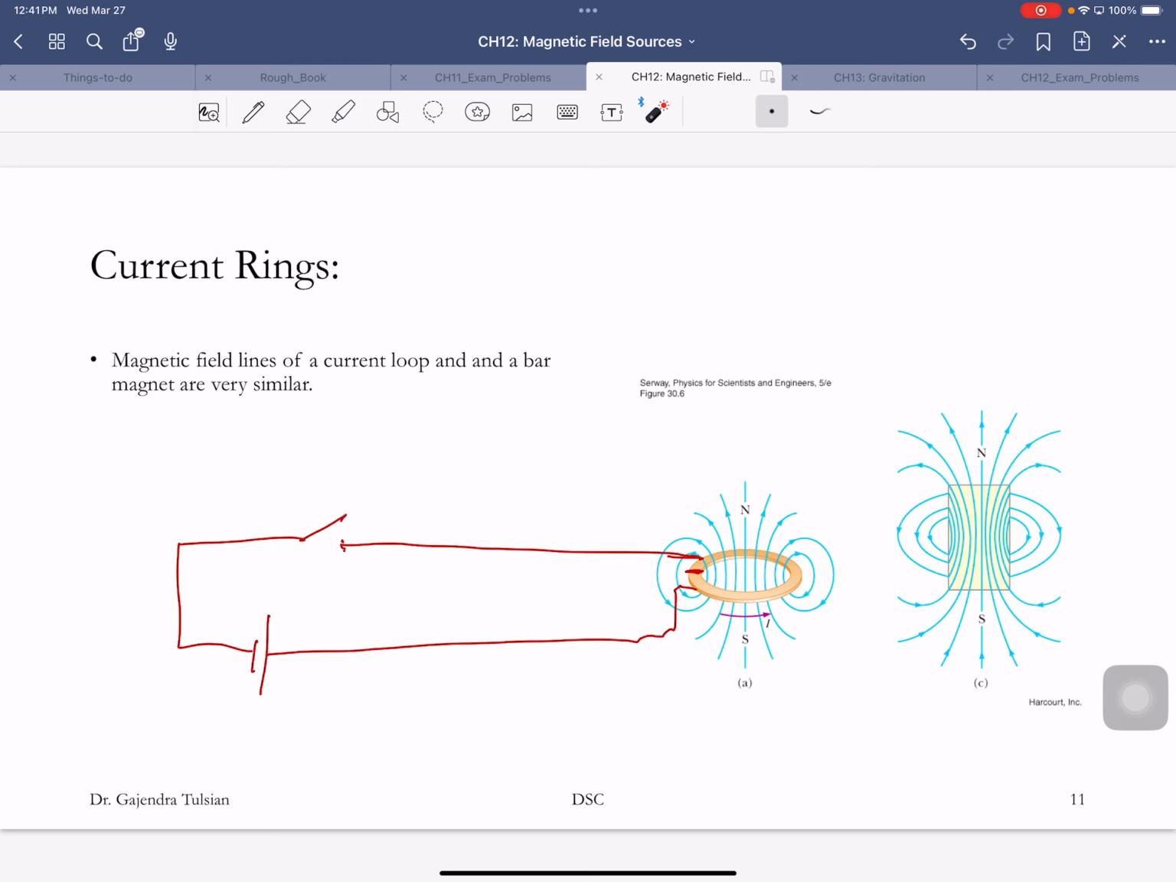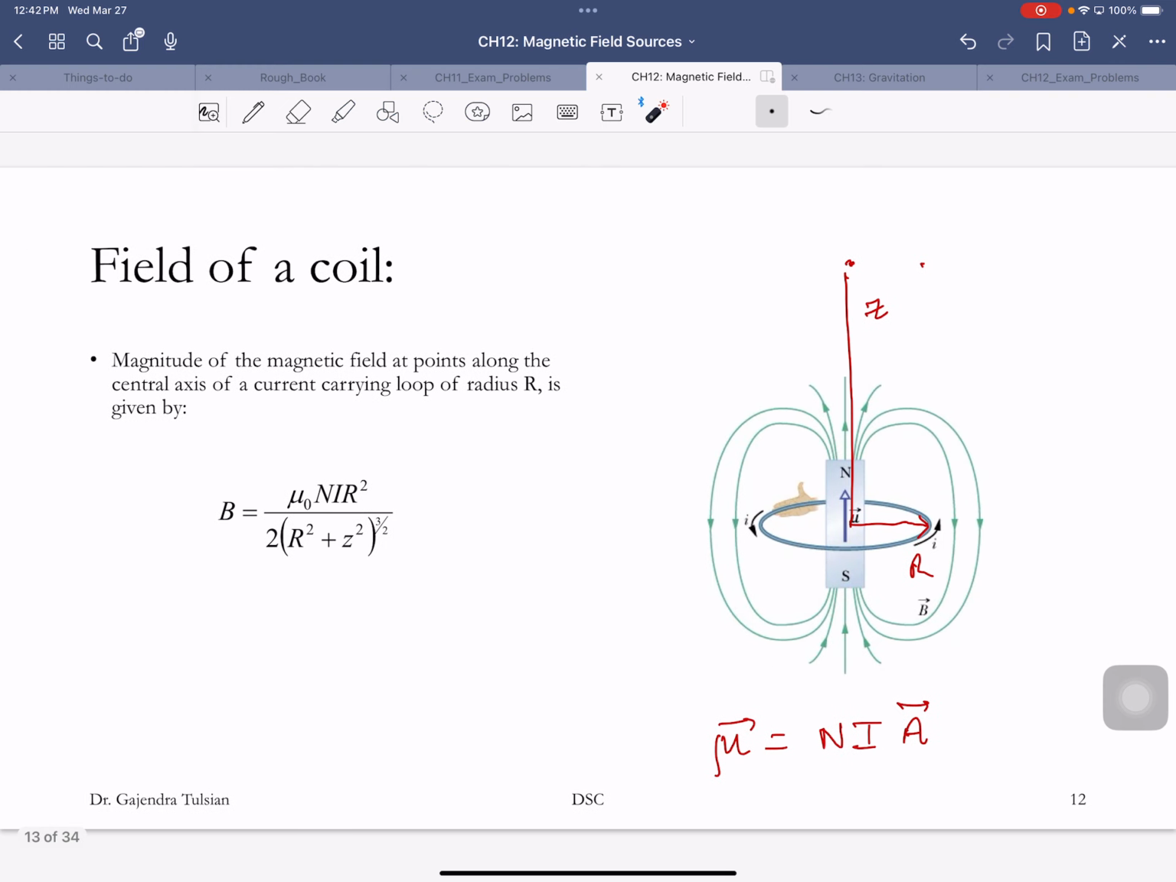And as we saw, the advantage of this is you can change the strength of the magnet by changing the current. You want a stronger magnet, you just pass a larger current. And by the way, you need a resistor in there. And the advantage is you can switch this magnet on and off. So this is called an electromagnet. It's a very useful device.